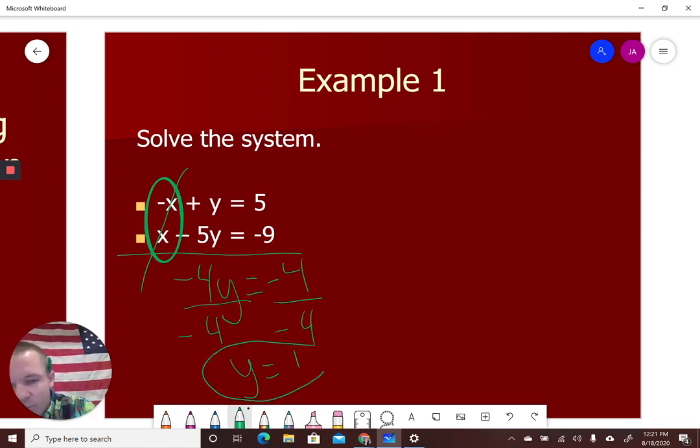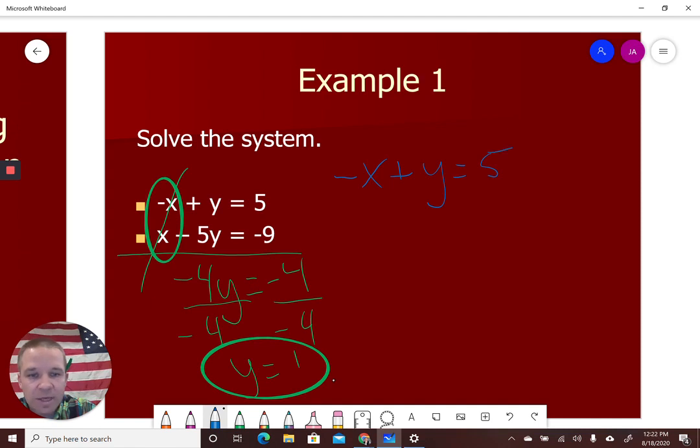Now I'm going to take the y equals 1, take that 1, and substitute it into one of the two equations. It does not matter which one you choose. Dealer's choice. Now, this second half, the substituting back in for y, the first variable you found, is the same whether you're doing elimination or substitution. I'm going to use the first one, which is negative x plus y equals 5. I'm going to substitute 1 in.